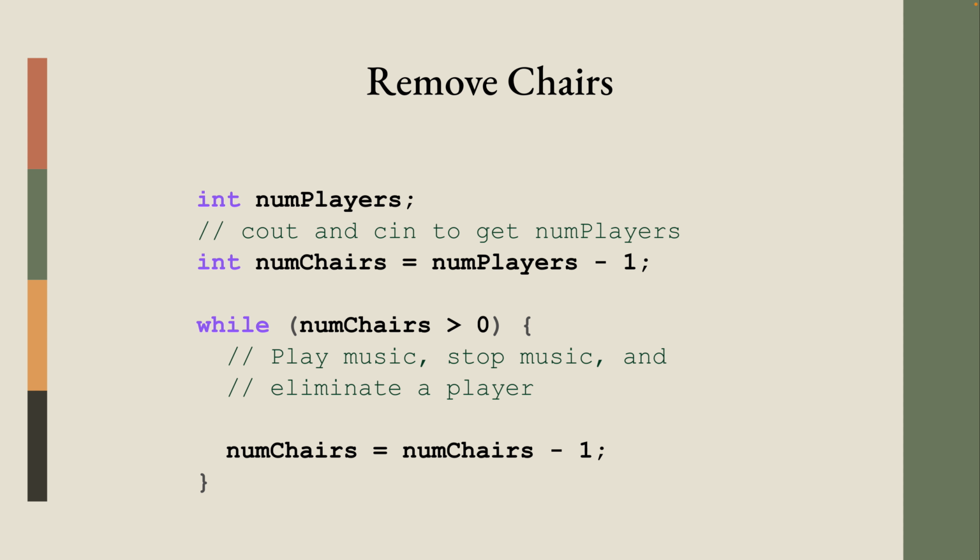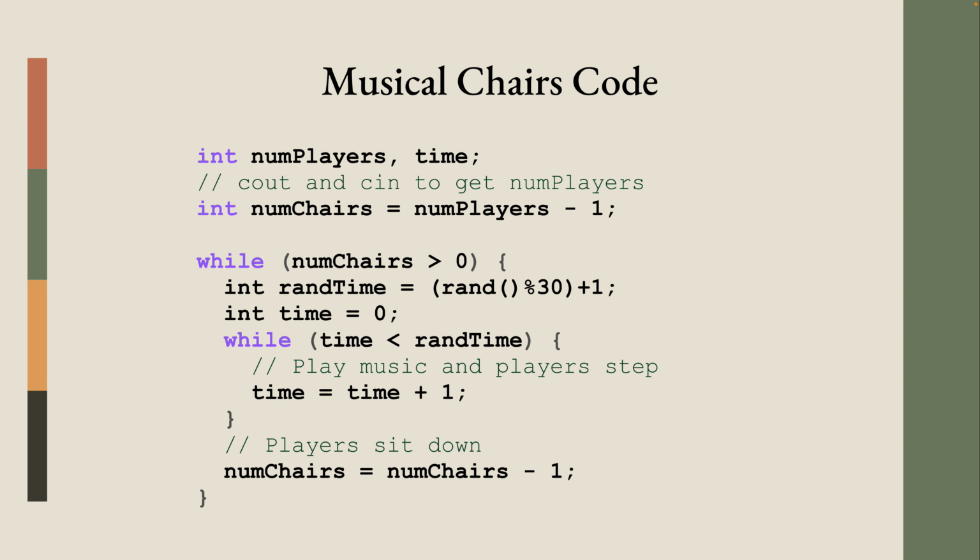And then for the next part, if we want to actually play the music for a certain amount of time, you don't have to memorize this. We'll learn more about it later, but C++ has a function called rand that gives you a random number. Does anyone remember what this symbol is, the percent sign? Modulo. So if we modulo any number by 30, that's like dividing it by 30 and getting the remainder, which is always going to be between 0 and 30.